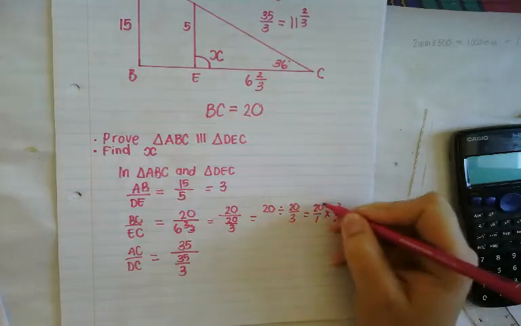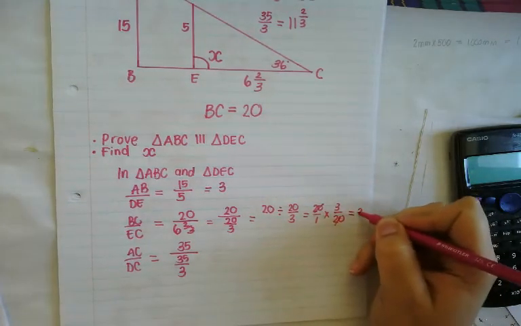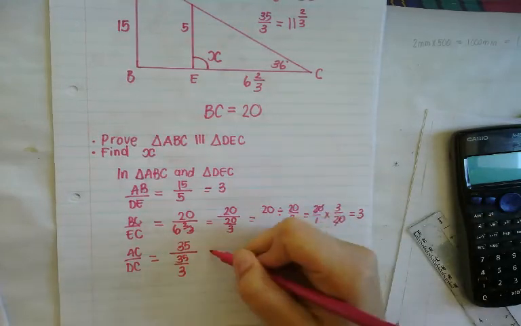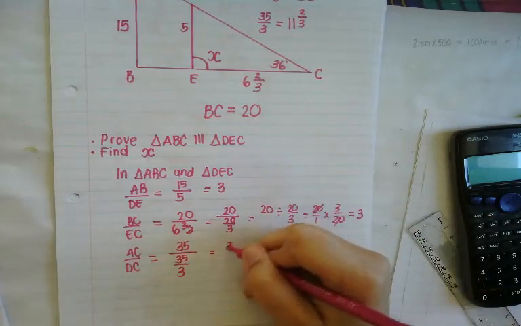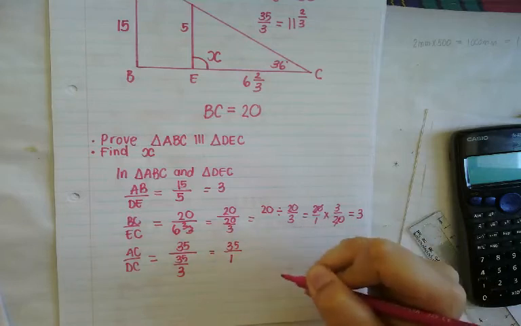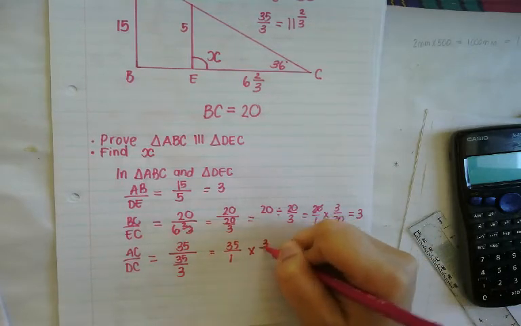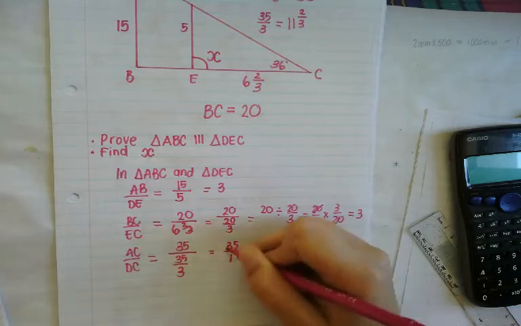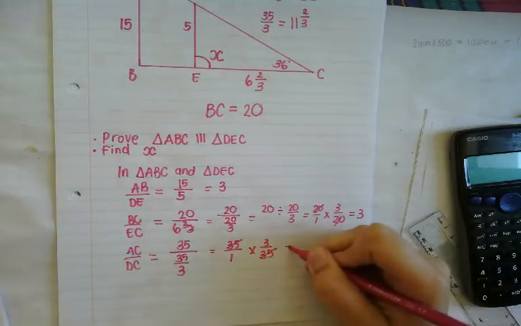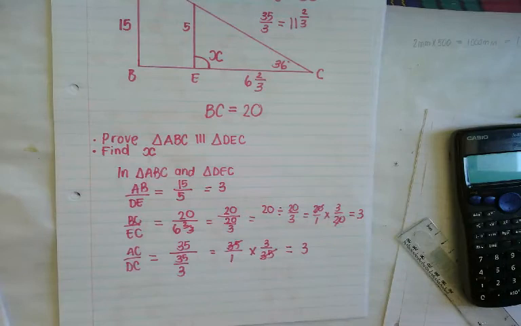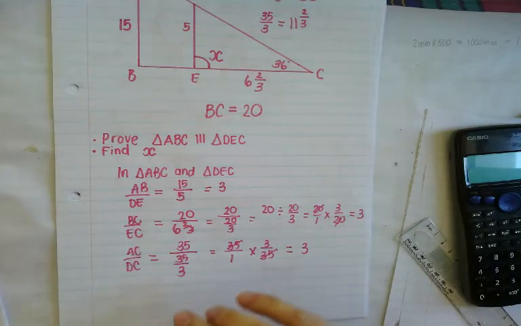So my 20s cancel, my answer is just 3. We'll do the same thing here. I know that it's 35 over 1 divided by 35 over 3, so I'm going to tip and times, which cancel, leaving me just with 3. So yes, double check on your calculator.